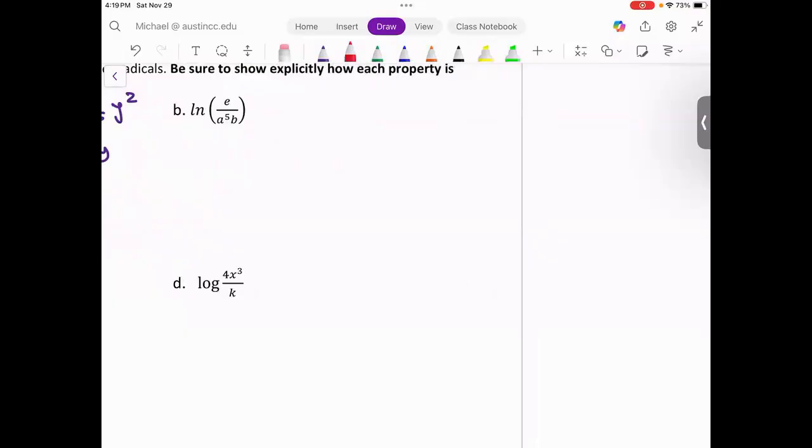Natural log of e divided by a to the 5th times b. So with these, I would always start with the quotient rule. If we have a fraction, always start with the quotient rule. Get rid of that denominator. So that's going to become natural log of e minus natural log of a to the 5th times b.